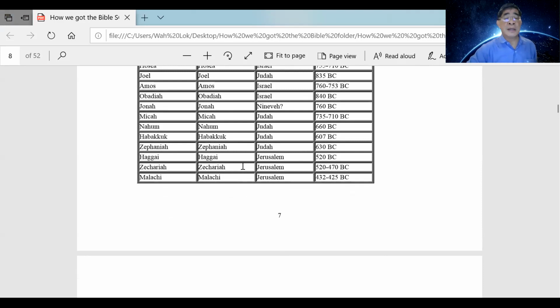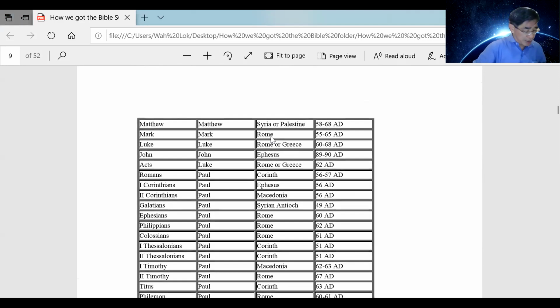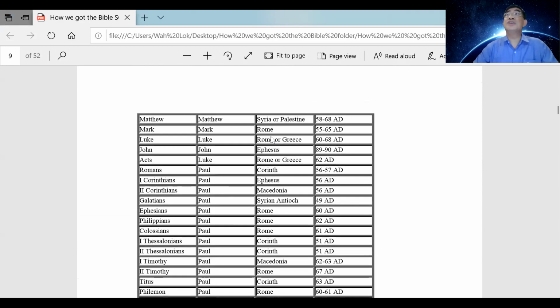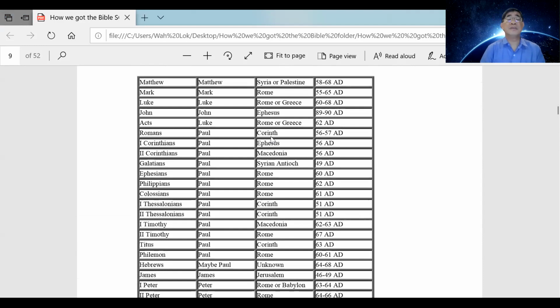Now see here we have Haggai, a post-exilic prophet. So they have come back from Babylon, and now they are in Jerusalem already. So that's a chart of the Old Testament, of when they were written. Now this next page, page 8, is the chart of the New Testament.